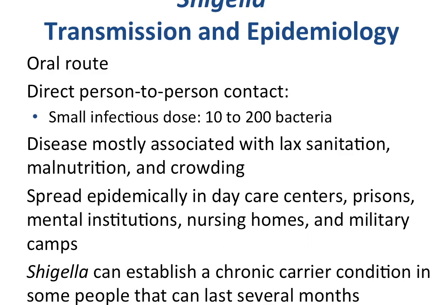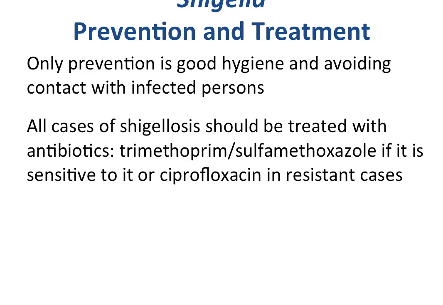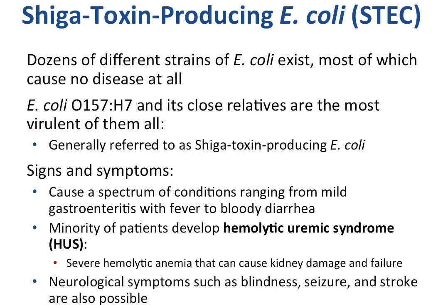Some people may have Shigella for a long term, so this is a chronic case. It can last several months. So the good prevention is good hygiene, okay, to avoid this bacteria. Shigella should be treated with antibiotics such as trimethoprim-sulfamethoxazole. Okay. We can also use ciprofloxacin in the resistant case.